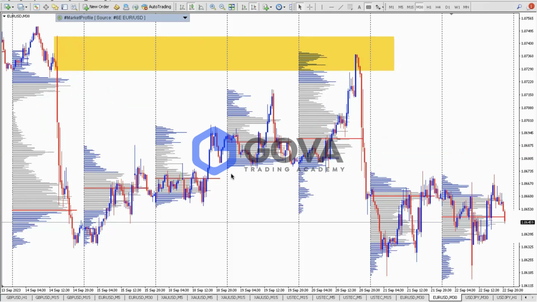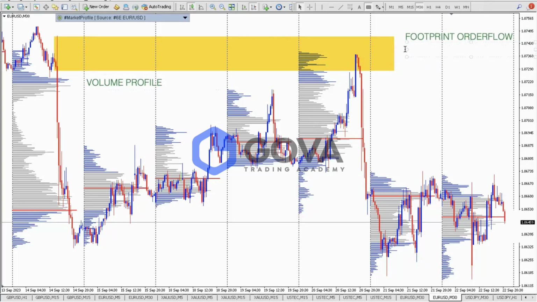Now, we've already confirmed this zone using the volume profile. Volume profile is one of the important tools big banks usually use to trade. They usually use footprint charts to trade. Footprint is also known as order flow.